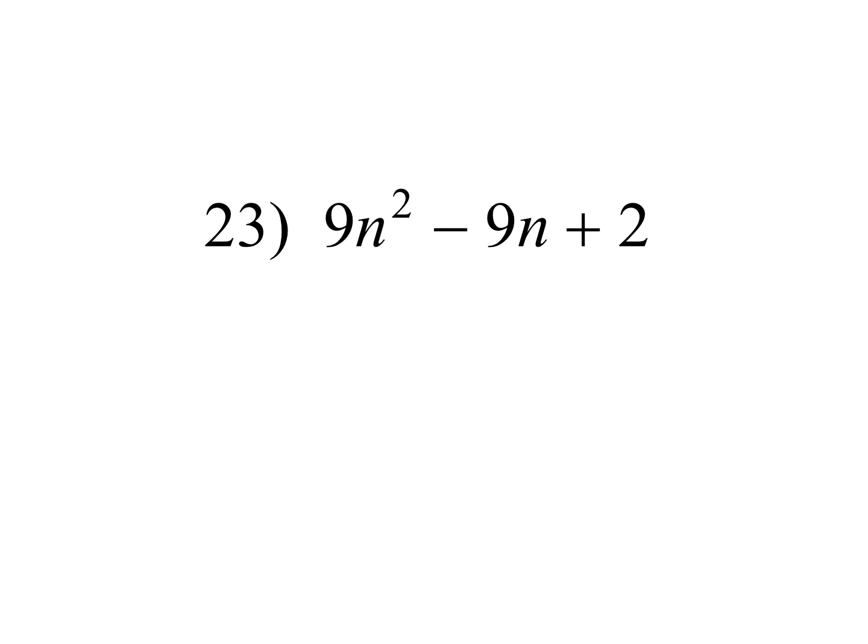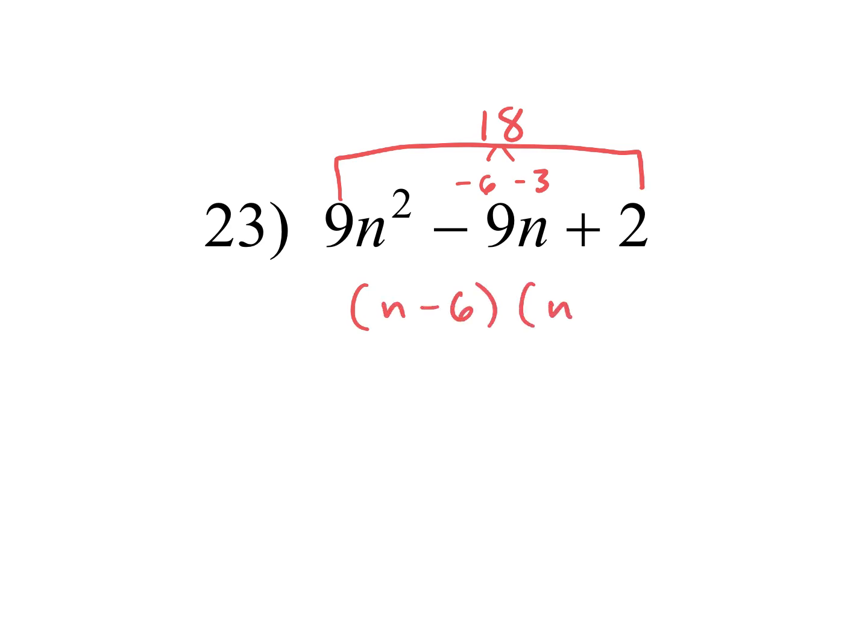Janessa, what should I do first here? Perfect. I don't have a greatest common factor, so I'm going to multiply the first times the last. So this would be 18. Madison, what are two factors of 18 that add to negative 9? Paula, want to help her out? Negative 6 and negative 3? Yeah. So n minus 6, n minus 3. Paula, what should I do next?